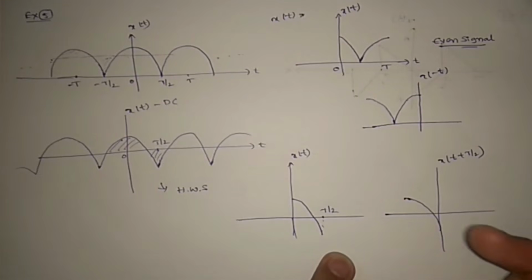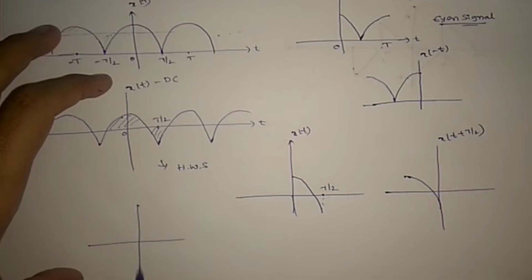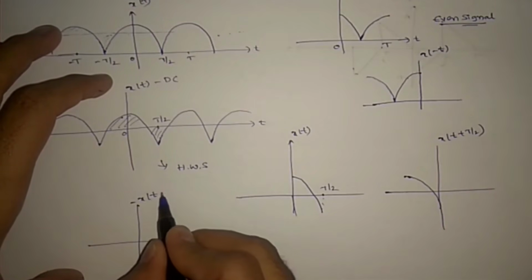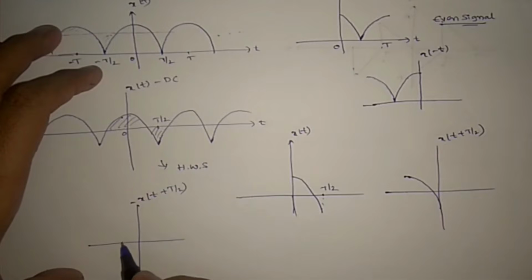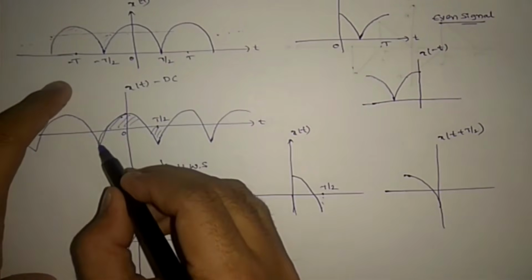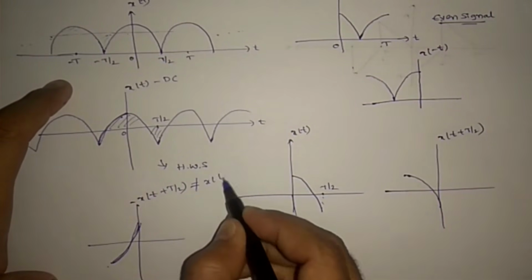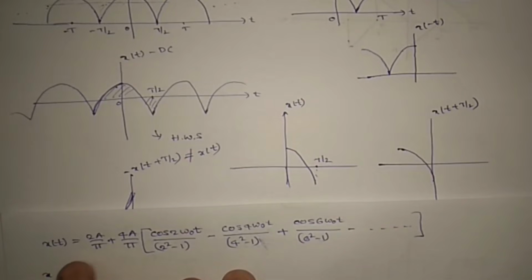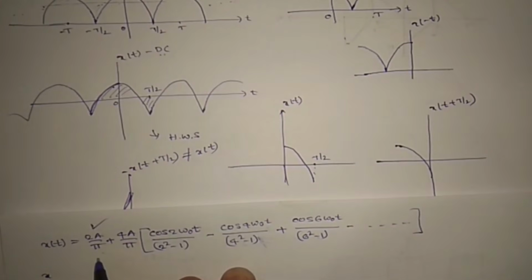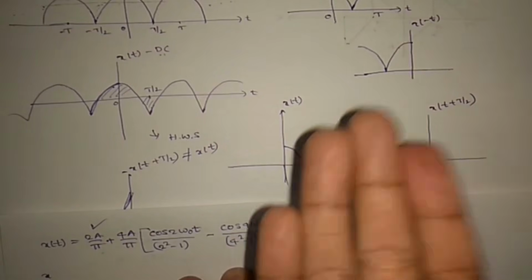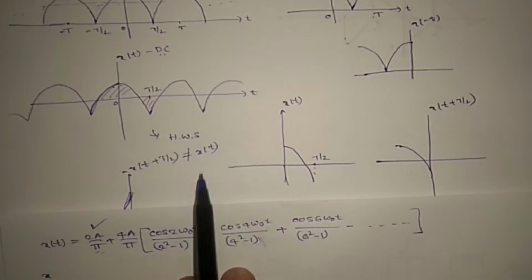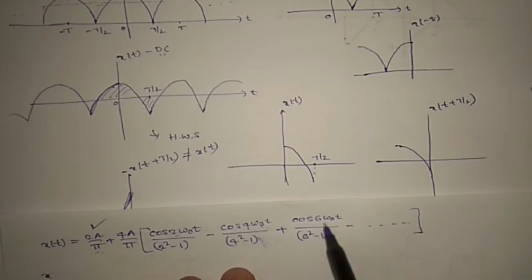Next we need to make amplitude reversal. It will become minus x of t plus T by 2. It will be like this, right? See, this part is the same, no? So it is not equal to x of t. So this is the DC value; because of the DC value only this waveform is shifted up, and half wave symmetry is not followed. That's why here we got even harmonics 2, 4, 6, and it is an even signal, that's why we got cos terms.